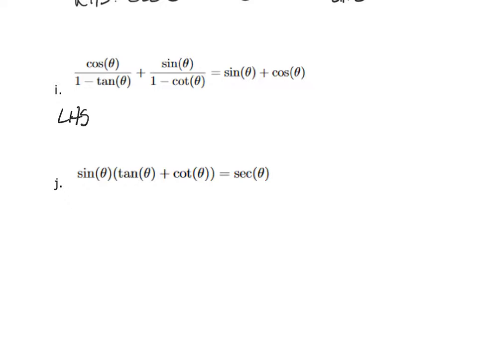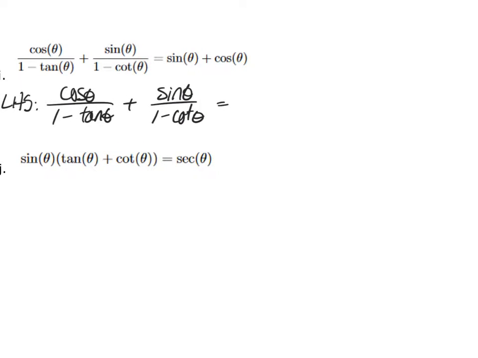So left-hand side, cosine theta times 1 minus the tangent theta, plus the sine theta times 1 minus the cotangent theta. I'm going to turn all my tangents and cotangents in terms of sine and cosine. So the cosine of theta, 1 minus the sine theta over the cosine theta, plus the sine theta, 1 minus the cosine theta over the sine theta. I gave myself some room there because I don't like fractions in fractions, and I don't like to make a fraction over a fraction. So what I'm going to do is multiply by the lowest common denominator.